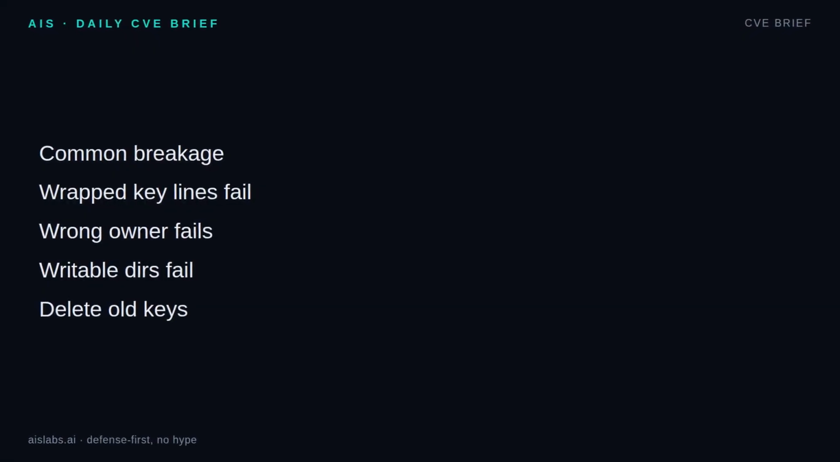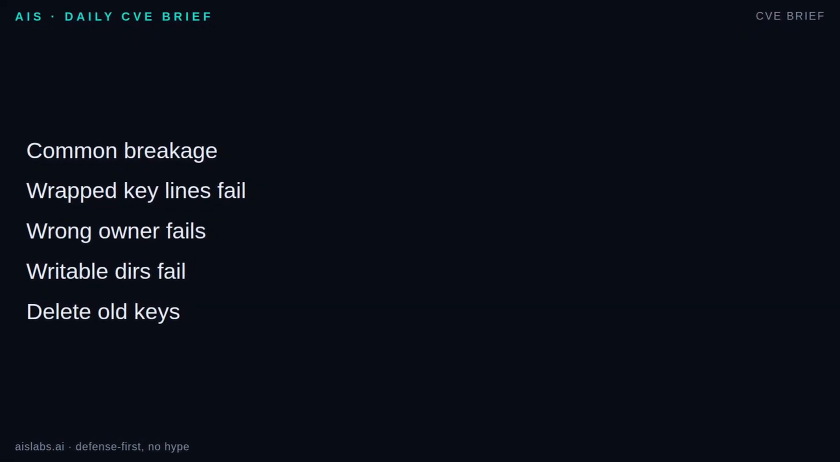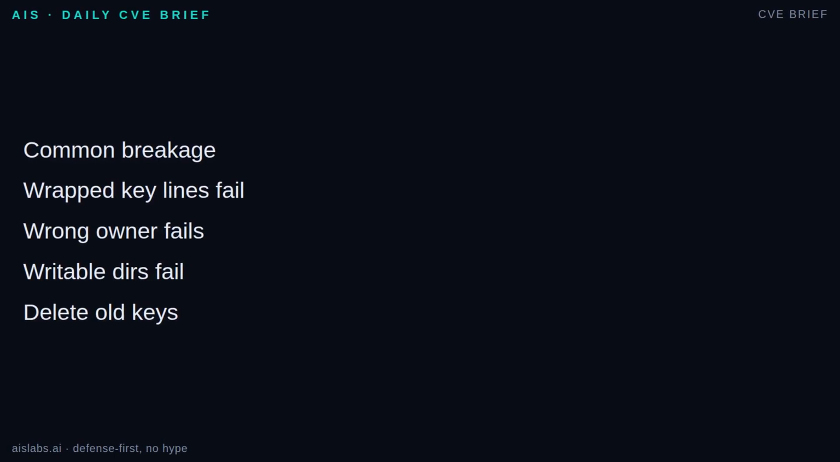Most authorized keys failures are boring, which is good news. A copied public key got line wrapped. The file is owned by root instead of the user. The user's home .ssh directory or authorized keys file is writable by a group or by everyone. With StrictModes, SSHD may refuse to use the file, while the client only shows a generic authentication failure or falls back to password. The useful detail is usually in server logs, such as auth.log or the journal for SSHD.